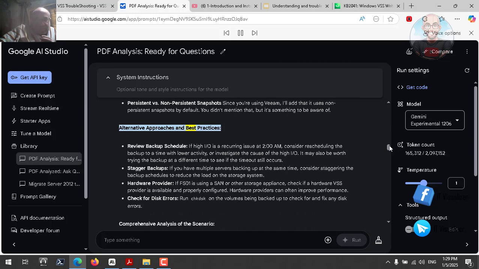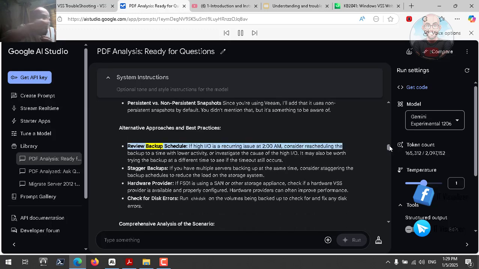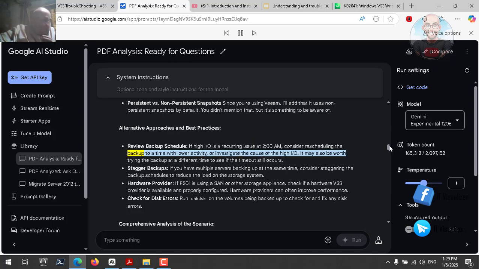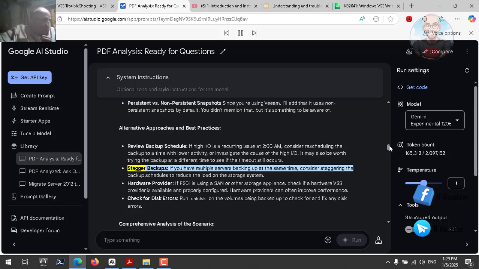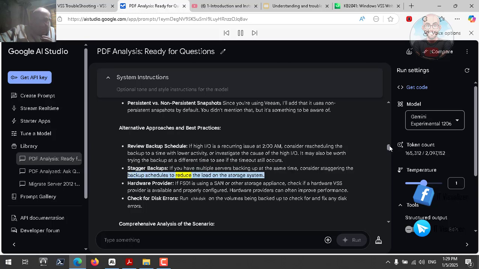Alternative approaches and best practices. Review backup schedule. If high I/O is a recurring issue at 2 a.m., consider rescheduling the backup to a time with lower activity or investigate the cause of the high I/O. It may also be worth trying the backup at a different time to see if the timeout still occurs. Stagger backups. If you have multiple servers backing up at the same time, consider staggering the backup schedules to reduce the load on the storage system.